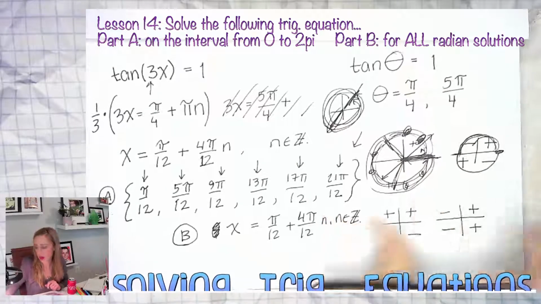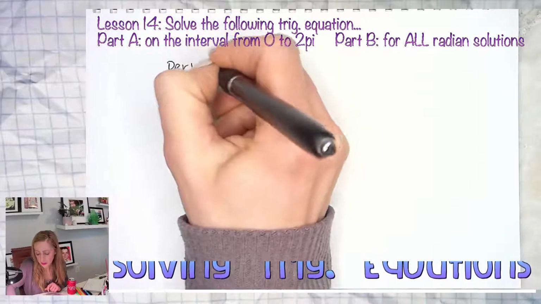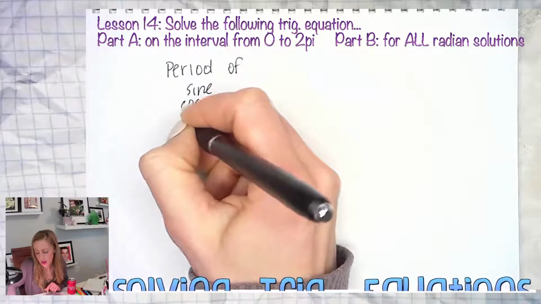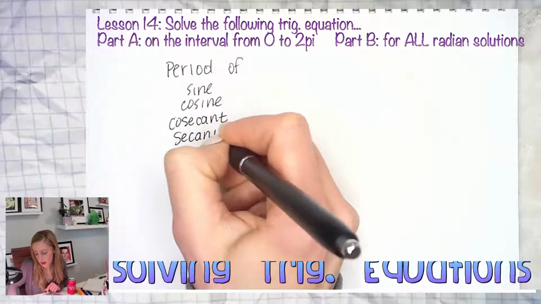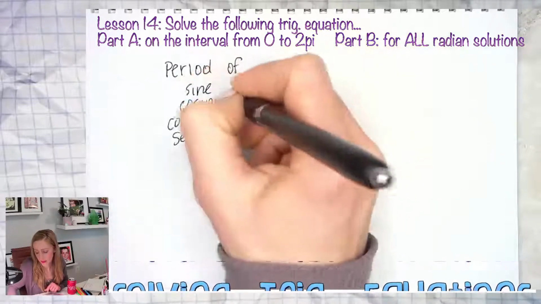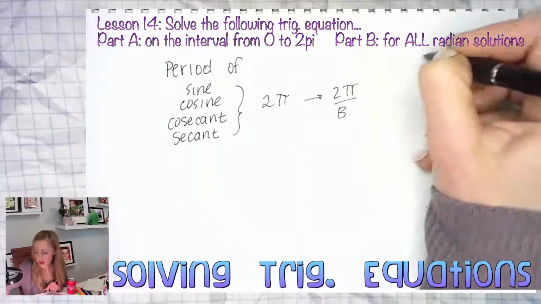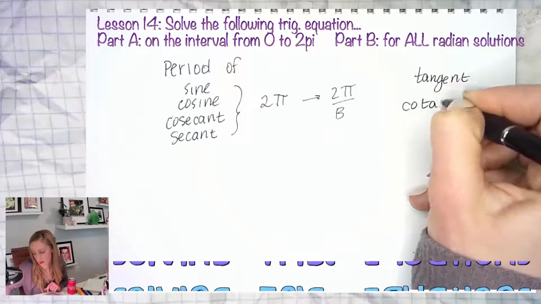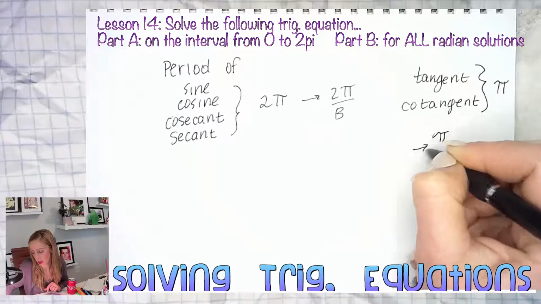So one thing to remember, and I think we might have written it last class, correct me if I'm wrong, the period of sine, cosine, cosecant, and secant is 2 pi, or 2 pi over b, which we'll talk about when we graph. But then for tangent and cotangent, it is pi, or when we start graphing, we'll talk about pi over b.